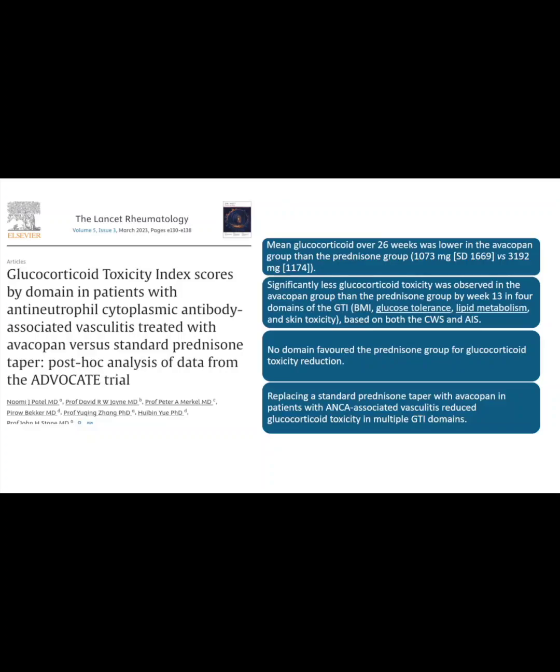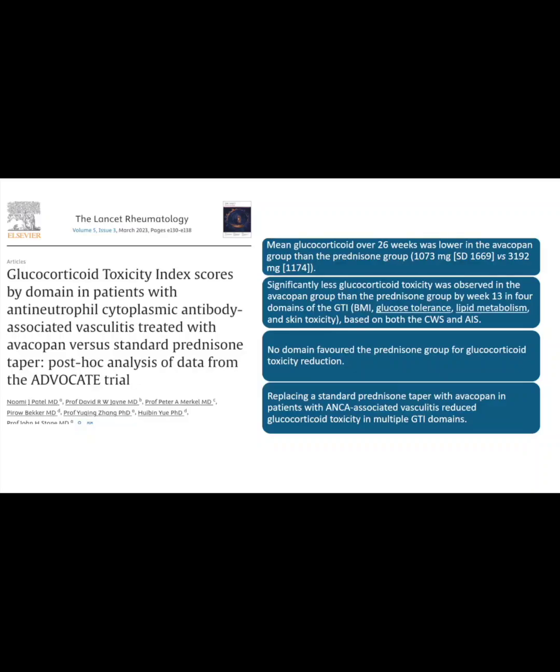So there were two post-hoc analyses that were done from the ADVOCATE trial. The first one was to investigate the degree of glucocorticoid toxicity. This forms part of the studies that have broadened our understanding of the toxicity of long-term glucocorticoid use in ANCA vasculitis. The mean glucocorticoid use was lower in the avacopan group, 1 gram versus 3 grams. There was a lower glucocorticoid toxicity index in those that used avacopan, and no domain in the glucocorticoid toxicity index, which included BMI, glucose intolerance, lipid metabolism, and skin toxicity, favored the glucocorticoid arm.